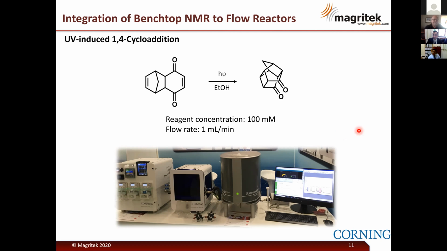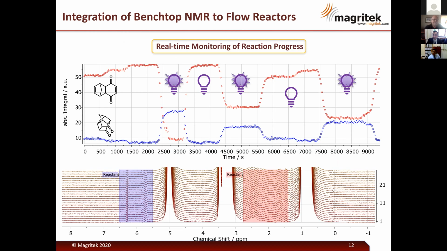So here on the bottom of the page, we have the stack plot of the 1D proton spectra of the reaction mixture during the reaction progress, with the region of interest for reactant and product highlighted. On the top, we have the plot of integral values of both reactant and products. And we can see that when the UV light is turned on, since this is a UV-induced reaction, the concentration of the reactant drops significantly and the concentration of the product increases.